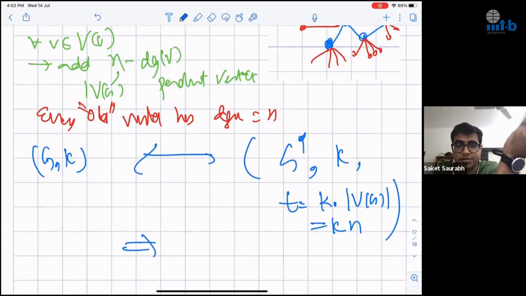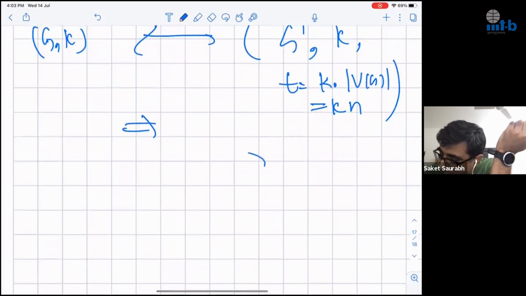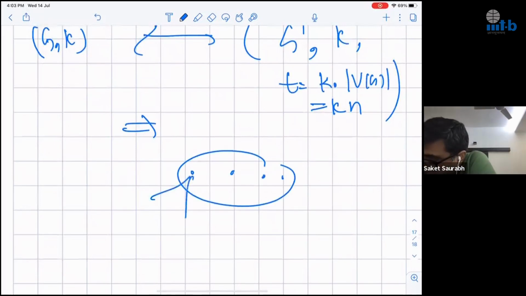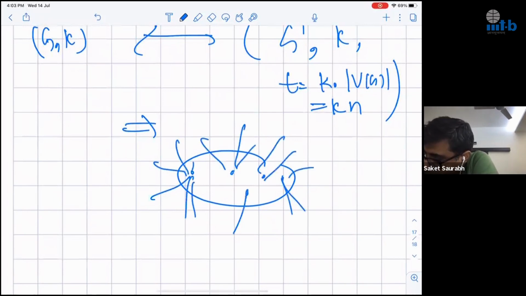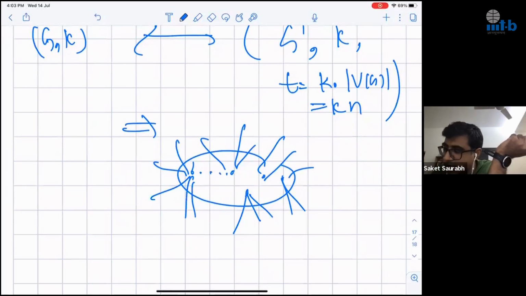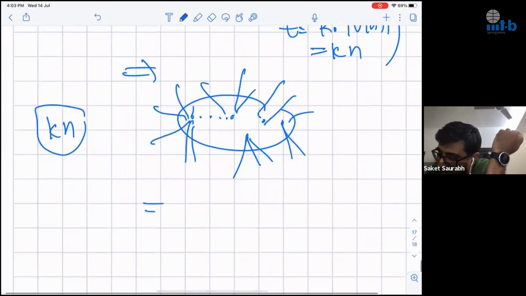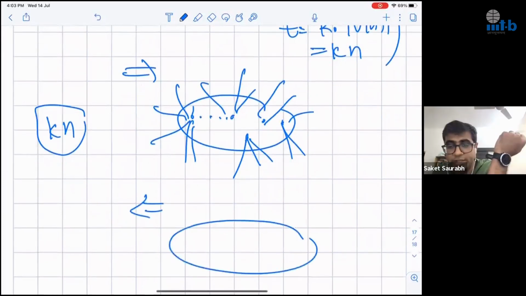If G has an independent set of size K, then how many edges are incident to these vertices? Every vertex has n edges, and since it's an independent set, you're not going to double count the same edge. So the total number of edges incident to these vertices is exactly K times n. So the forward direction holds.